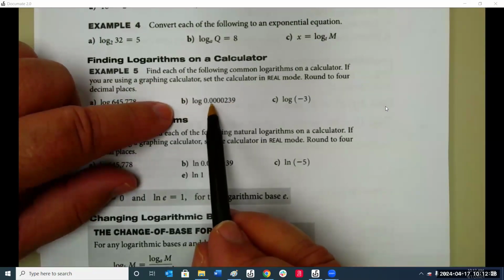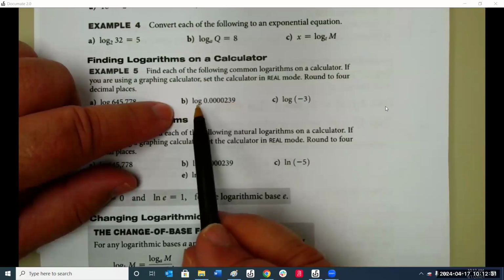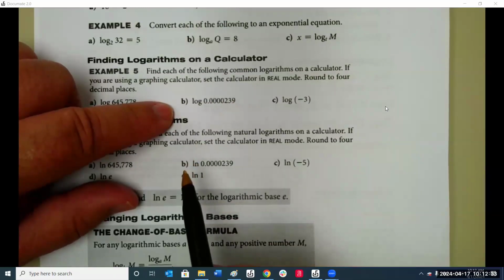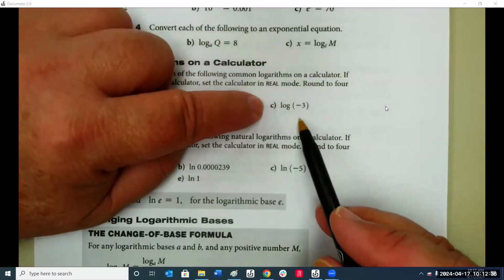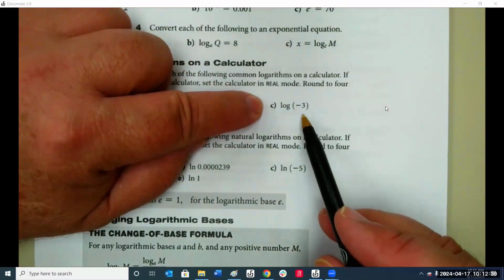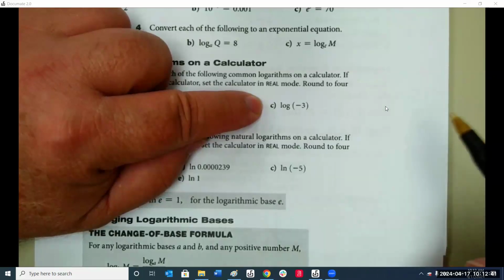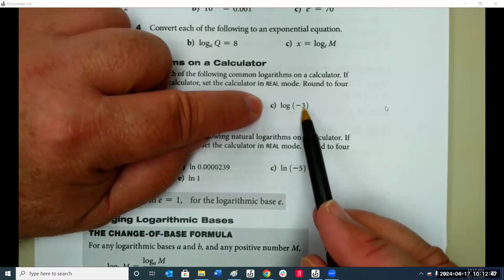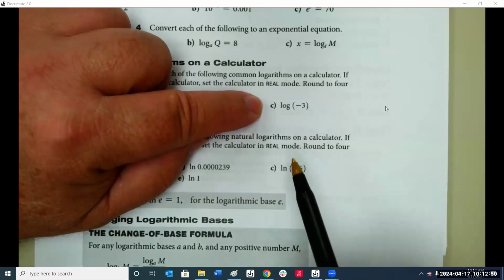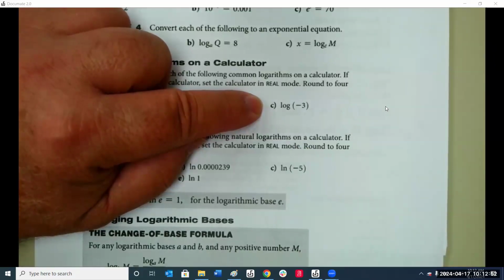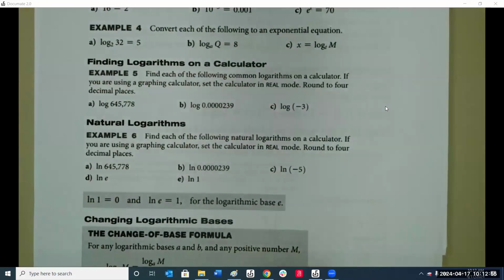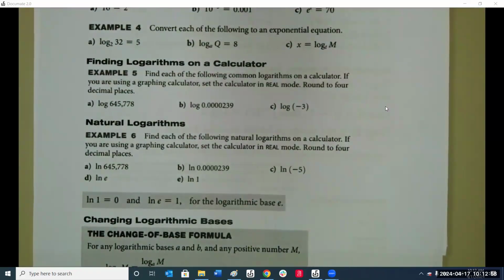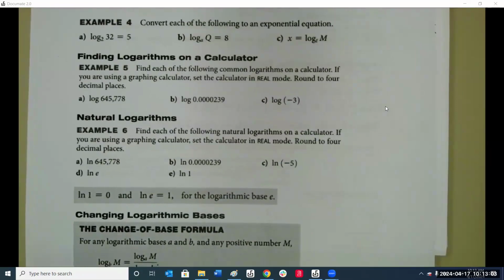So type in 0.0000239, hit log, and it'll tell you some negative number. How about the last one? You type it in there, it'll say error. Where's your calculator? Because remember, x cannot be negative. So if we had an equation like that, no solution. I want you to practice too, try to get as much practice as you can while you're in here with me, because the second you walk out the door, you're going to forget everything I talked about.